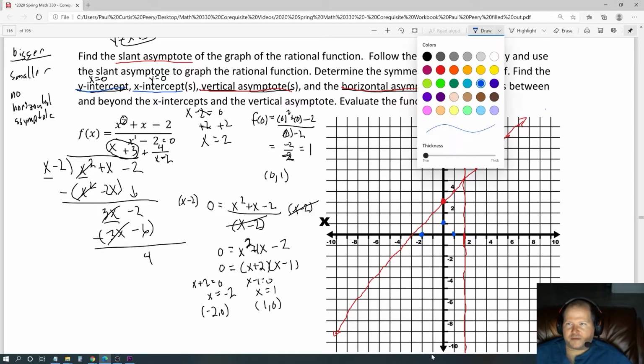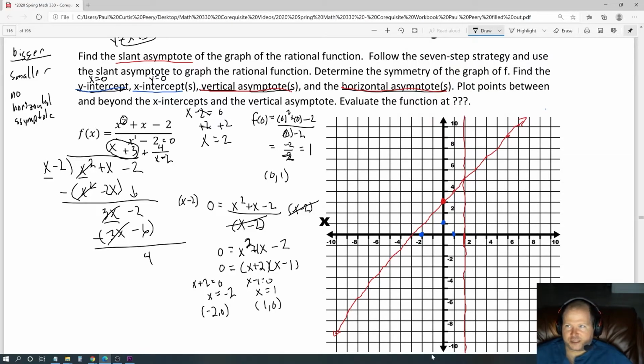Now, I don't know if I'm going to have enough room to do the symmetries, but whenever I'm trying to find the symmetries, first I can do it up here in the upper right corner. So let's say we wanted to do the y-axis symmetry, right? So y-axis means you plug in a negative x, right? So f of negative x. And f of negative x is negative x squared plus negative x minus 2 all over negative x minus 2. And when we simplify it, we end up with x squared minus x minus 2 over negative x minus 2.